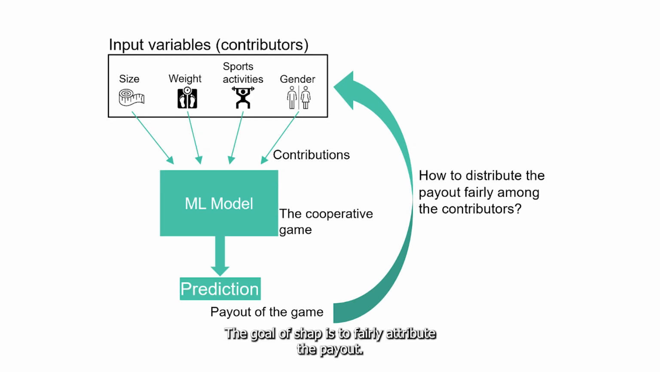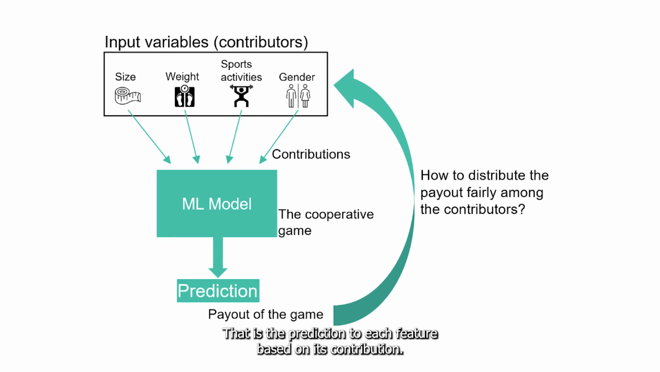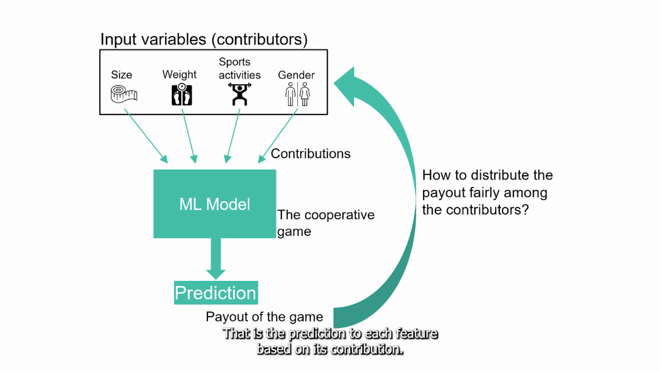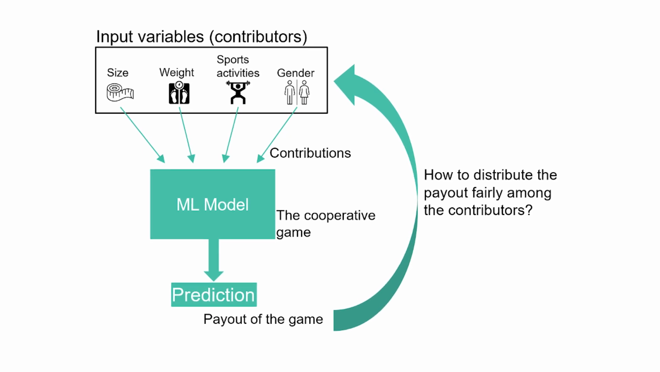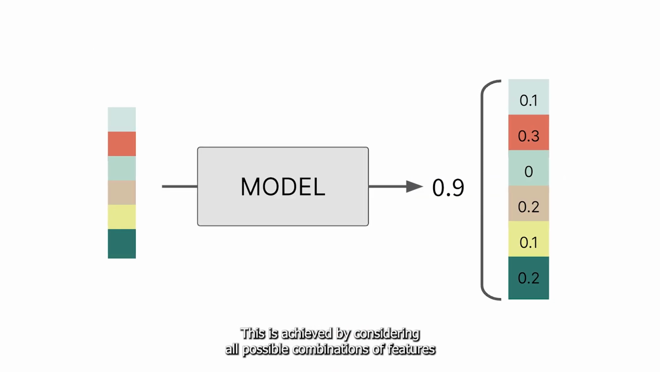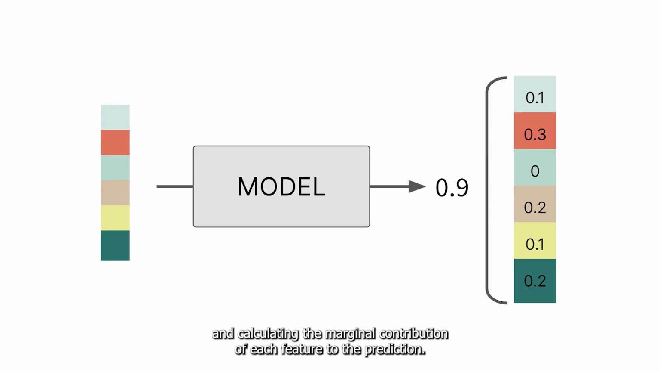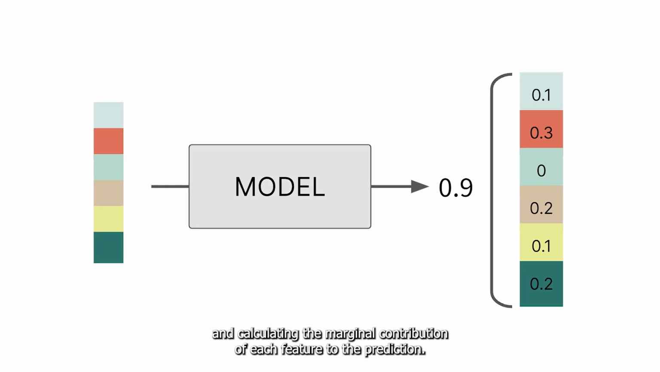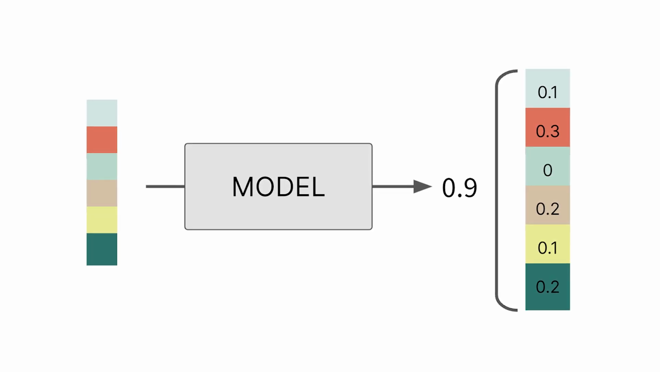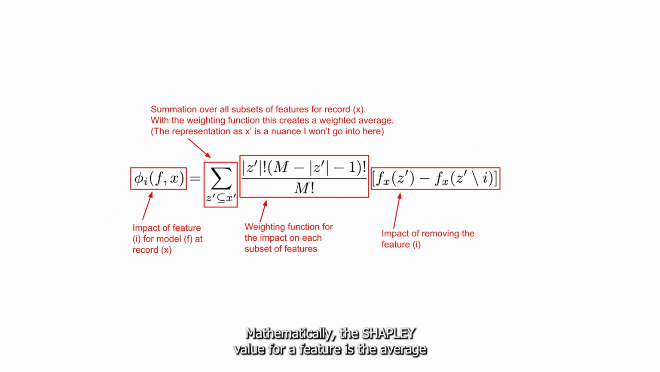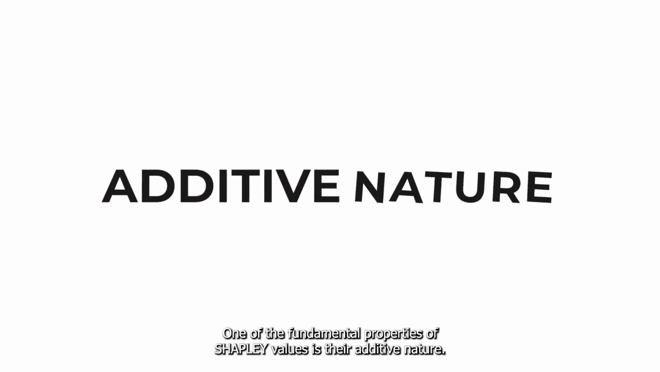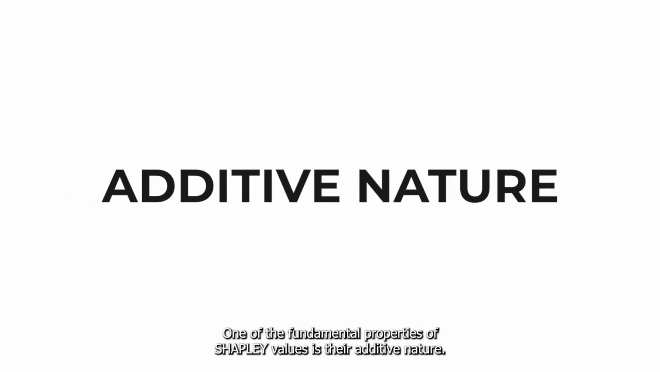The goal of SHAP is to fairly attribute the payout, that is the prediction, to each feature based on its contribution. This is achieved by considering all possible combinations of features and calculating the marginal contribution of each feature to the prediction. Mathematically, the Shapley value for a feature is the average marginal contribution of that feature over all possible combinations of features. One of the fundamental properties of Shapley values is their additive nature.